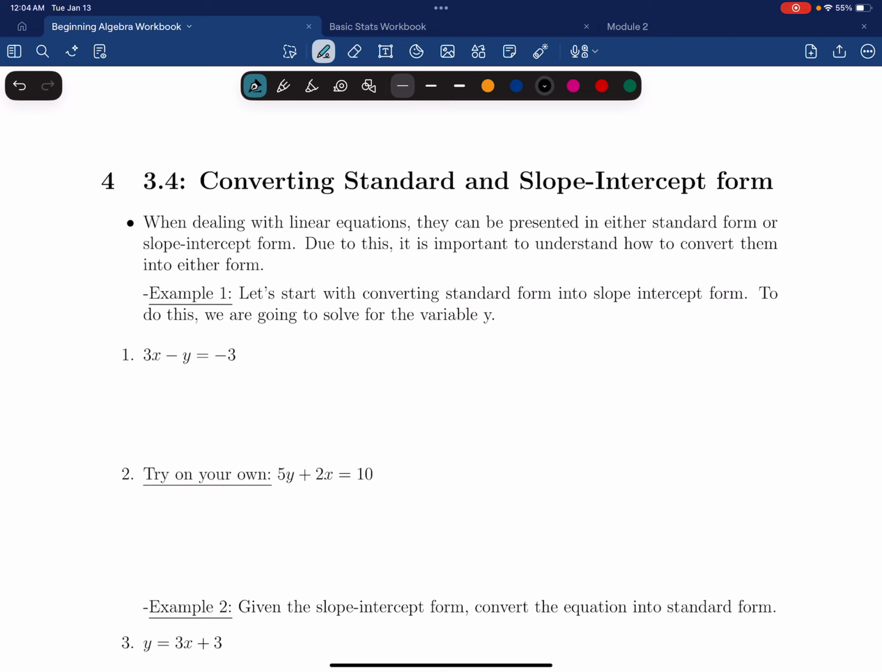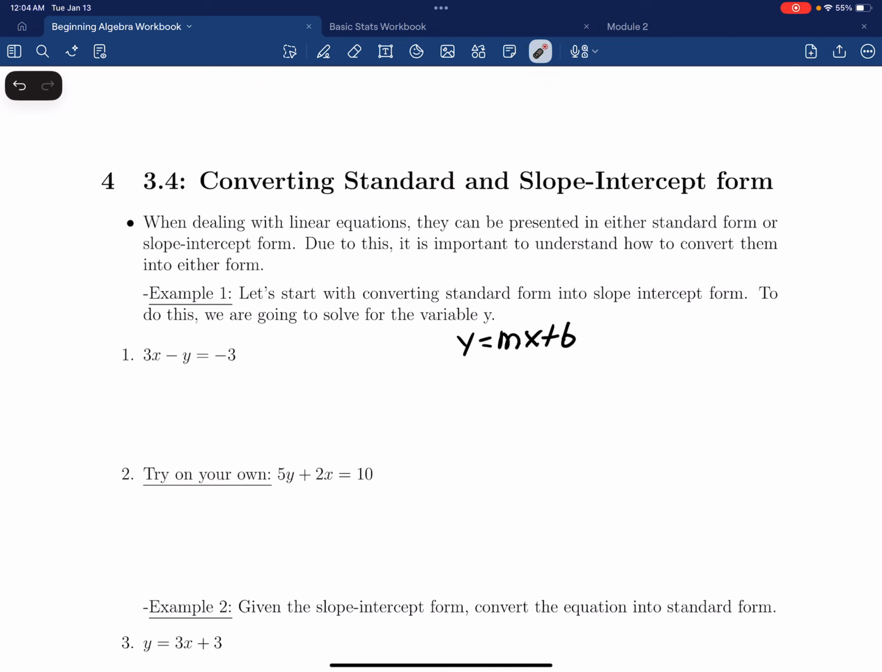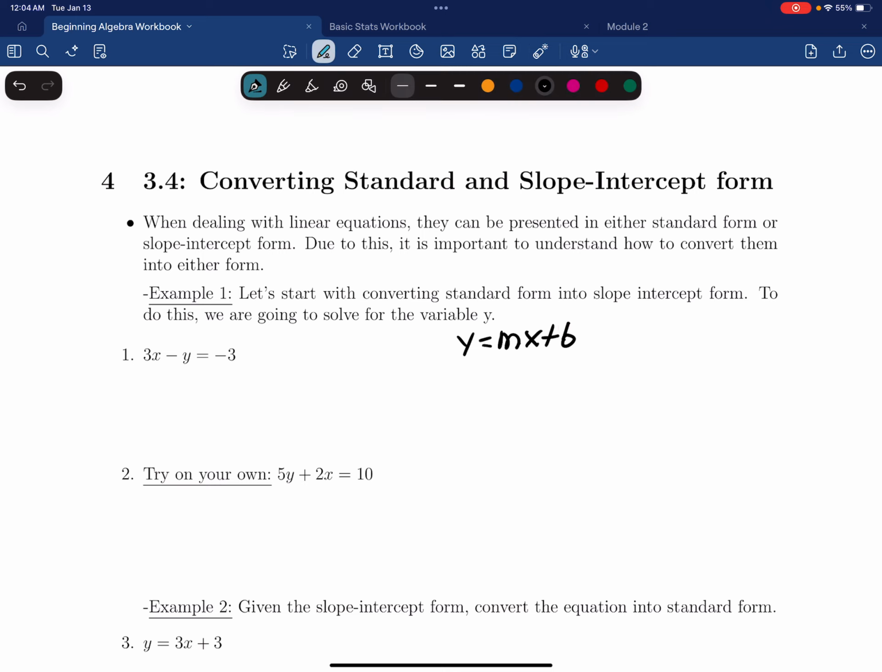Now, recall that slope-intercept form is in the form y equals mx plus b. So to get this form into this form, we're going to solve for y. So to solve for y in example 1, I'm going to first start by subtracting 3x on both sides. So this 3x cancels, and we get negative y equals negative 3 minus 3x.